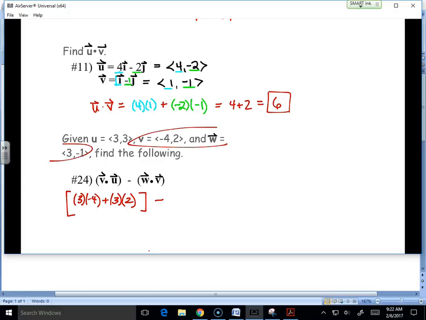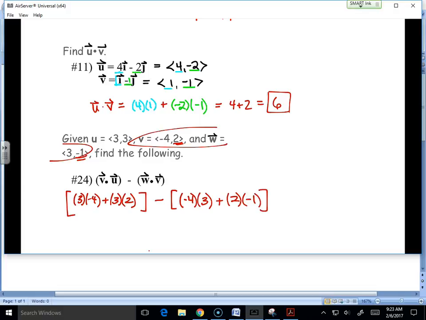V and W. So what's first times first for V and W? V1 times W1 or W1 times V1. And what is that in terms of numbers? Negative 4 and 3. Plus, and what's second times second? Look at the commas. Good. Second times second would be 2 and negative 1.